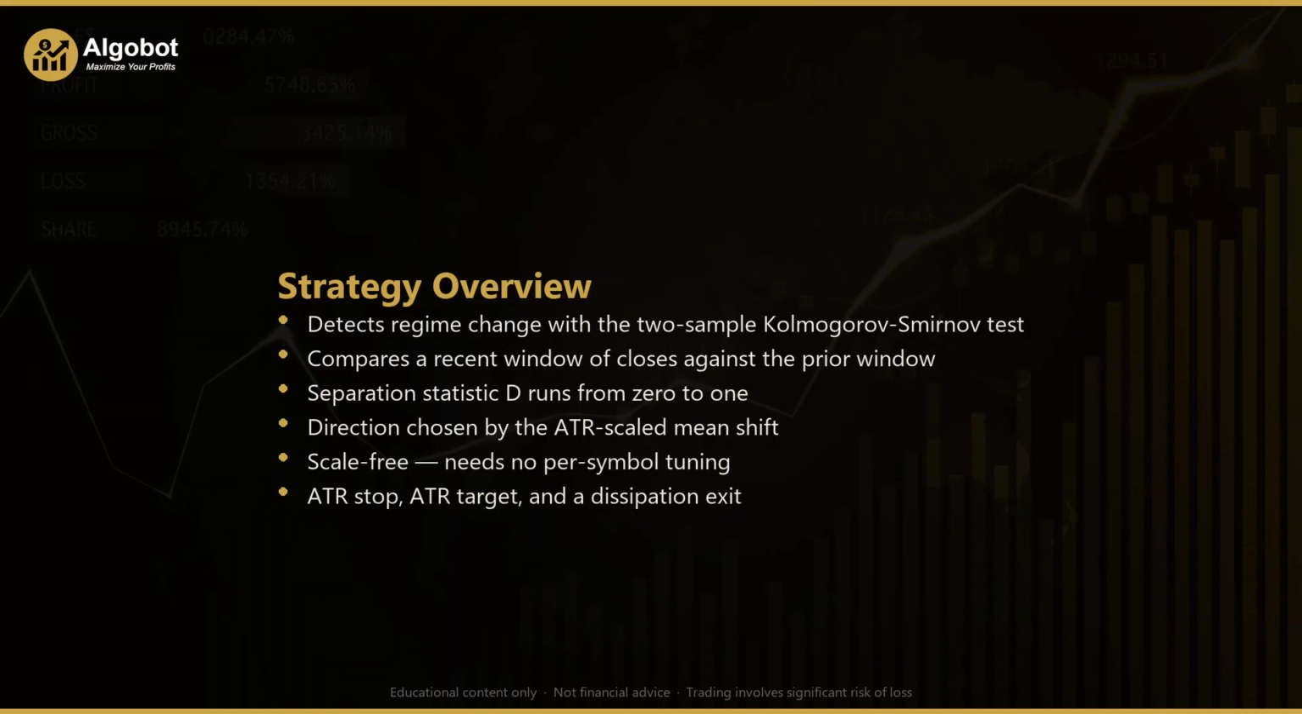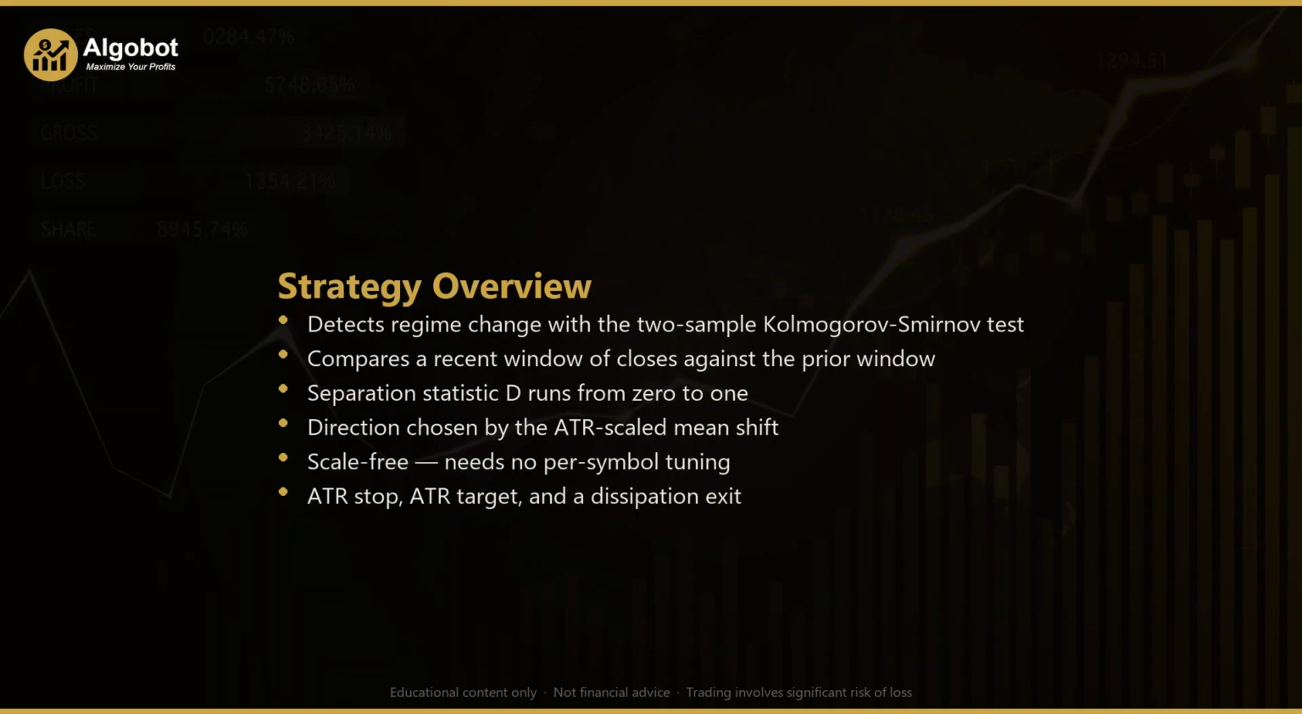So what exactly does this expert advisor do? Distributional Separation Breakout is an automated strategy designed for MetaTrader 5, and it can be applied to any symbol and time frame you choose. At its heart sits a well-known statistical tool called the two-sample Kolmogorov-Smirnov test. Now that name sounds intimidating, but the idea behind it is beautifully simple. The strategy takes two side-by-side windows of closing prices. The first window holds the most recent set of closes. The second window holds the set of closes immediately before them. Both windows are the same length, set by the sample window parameter, which defaults to 24 bars.